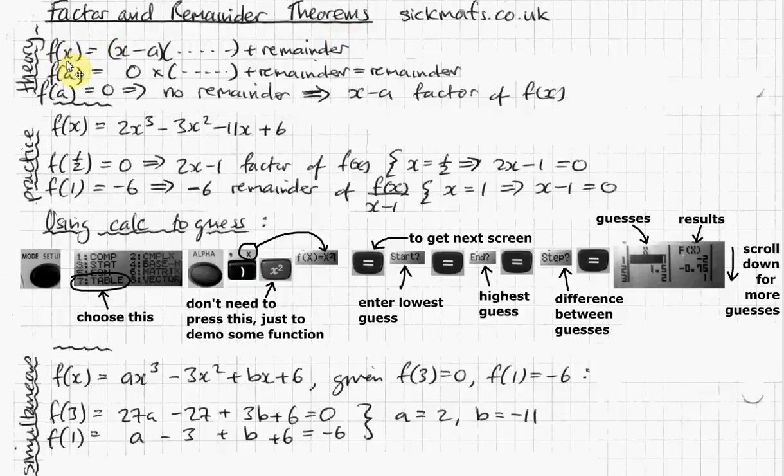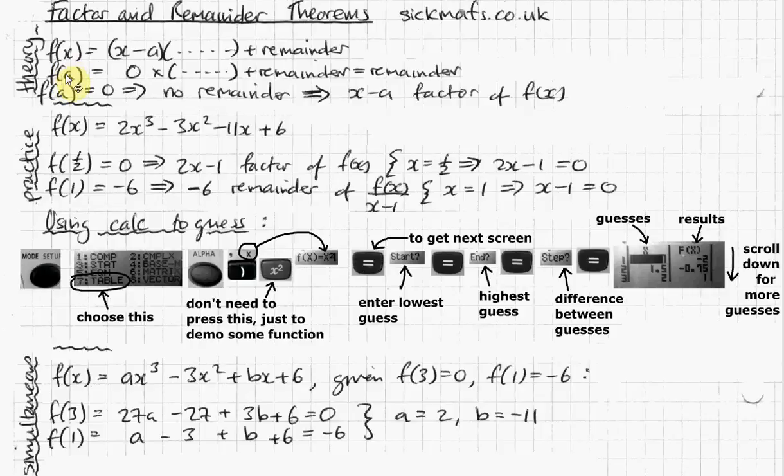If you've got a function and it's equal to x minus a times something plus the remainder. You might be thinking, where did the x minus a come from? Actually, x minus a could be any number. A function can be made up of anything, two things multiplied together plus a bit more. That's fair enough, very easy to do. So this x minus a is nothing really special. But I want to demonstrate something.